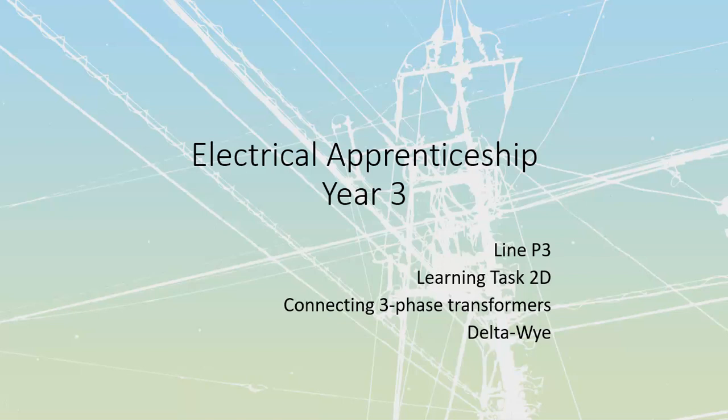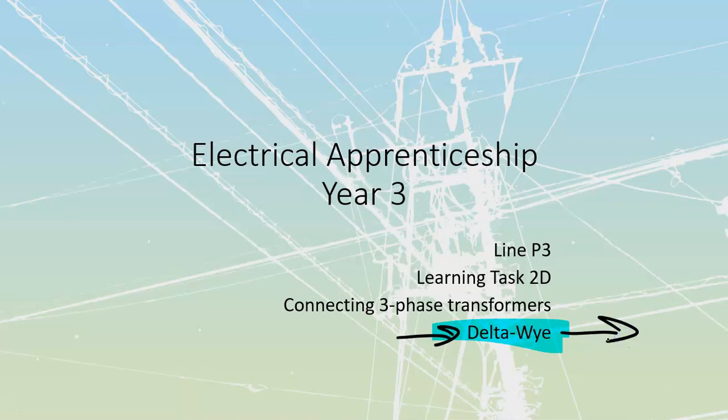All right, line P3, low voltage transformers. We are still working our way through learning task 2, which is a super long learning task. And right now we are moving to our last major set of transformer connections, and this is going to be delta to Y. It is going to be where we have an input into the delta side, and we're outputting out of the Y side.